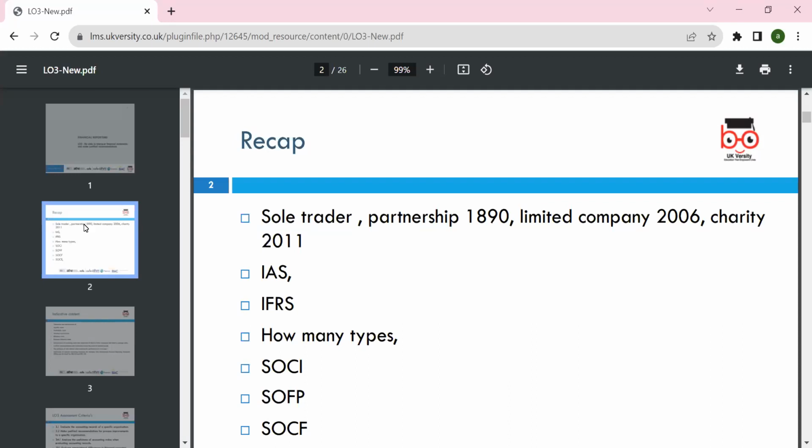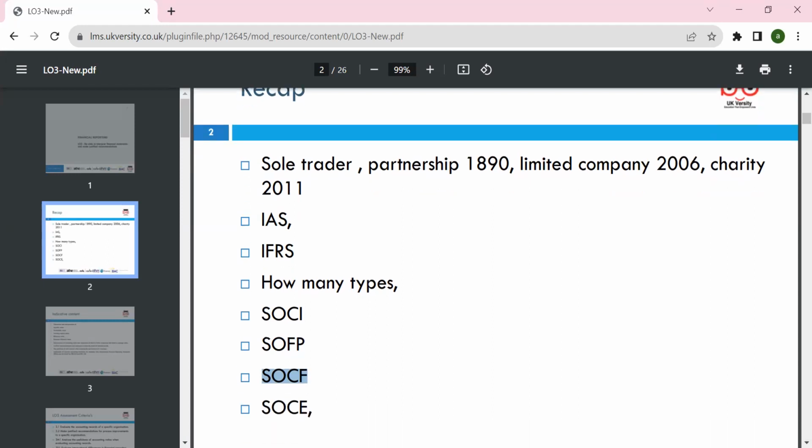We also discussed how many types of financial statements we prepare in accounts: the statement of comprehensive income, the statement of financial position, the statement of cash flow, and the statement of changes in equity. So that was our discussion in the previous lesson.